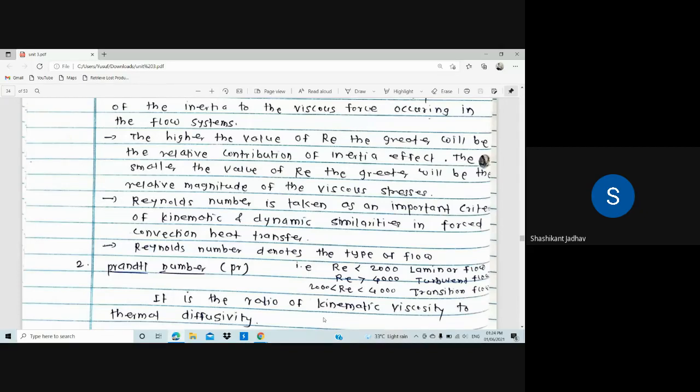So all of you write down: Reynolds number less than 2000, laminar flow. Reynolds number greater than 4000, turbulent flow. And Reynolds number in between 2000 to 4000, there is a transition flow. Okay, so this is the first dimensionless number, that is Reynolds number. What is the equation for that? Rho VL by mu.